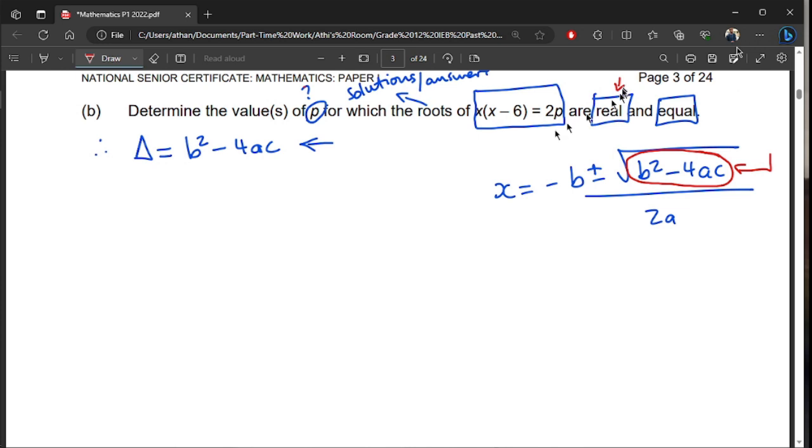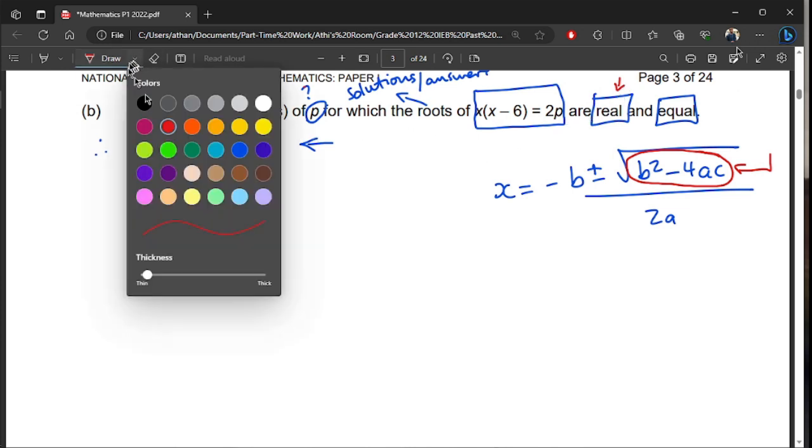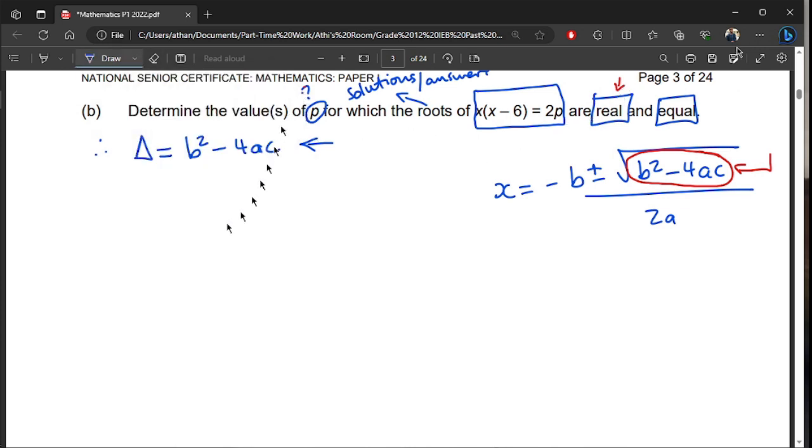Now we want our roots to be real. What I'm going to do now is, for my roots to be real, delta must be greater than 0. And then for equal roots, I'm going to make the sign also equal. Therefore, moving from here, I'm going to replace delta with b squared minus 4ac. This part must be greater than 0.